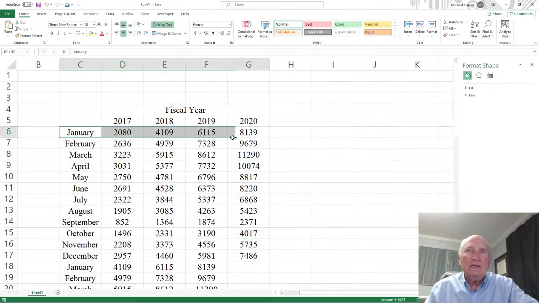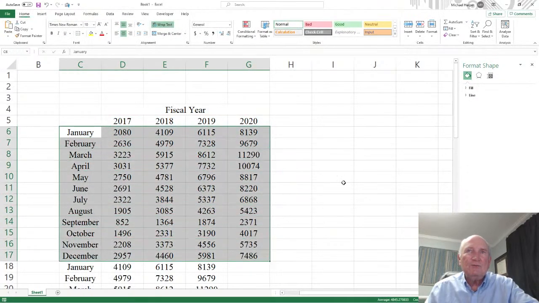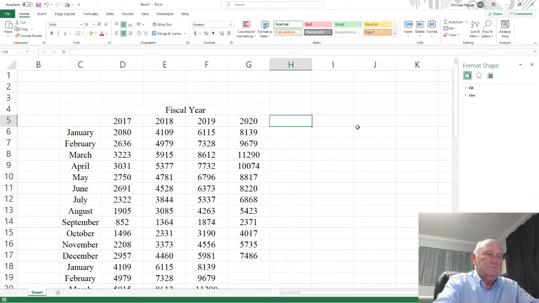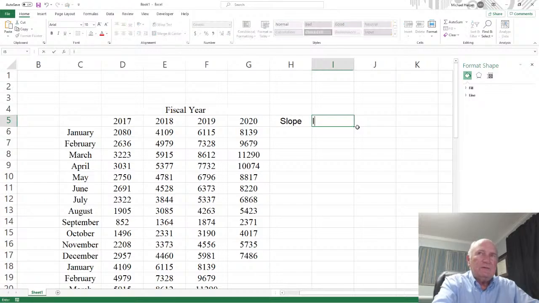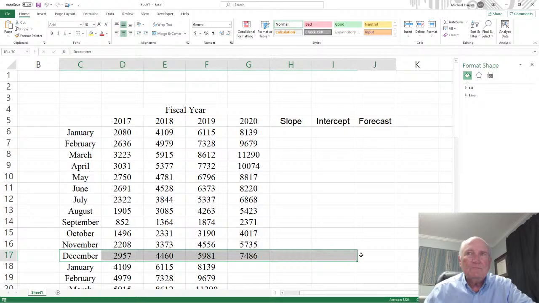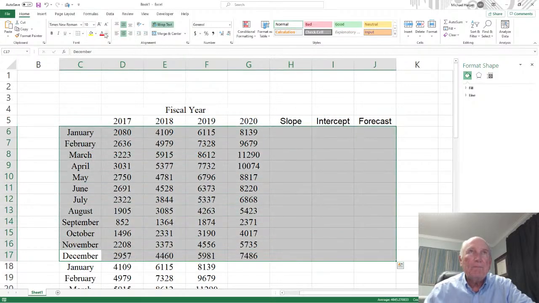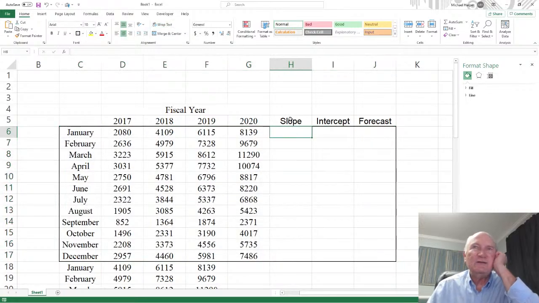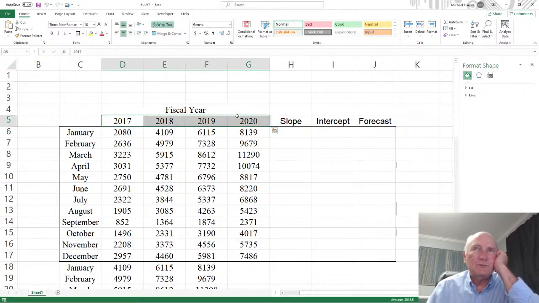Now this right here is where we do our slope and the intercept and the forecast. And so right there's where the forecasts are going to be. Let me box these in. And I'll let you do that. Here's where you get the slopes, the intercept, and the forecast. In other words, you can move these out of here.